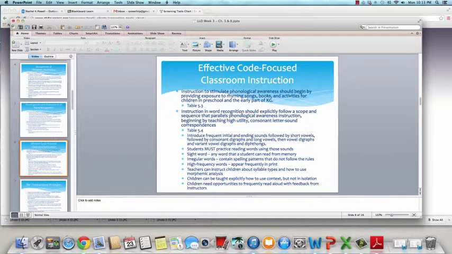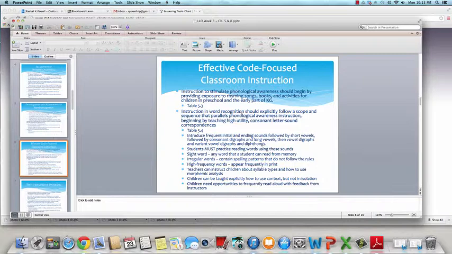And a key component here, students must practice reading words using these sounds. If they're not practicing using these words in reading, they're not going to carry it over to reading. So just like last semester's course emphasized, you have to put it in context.